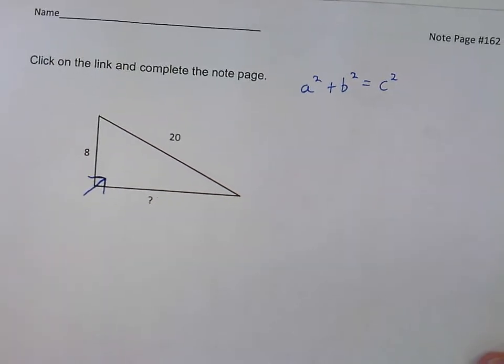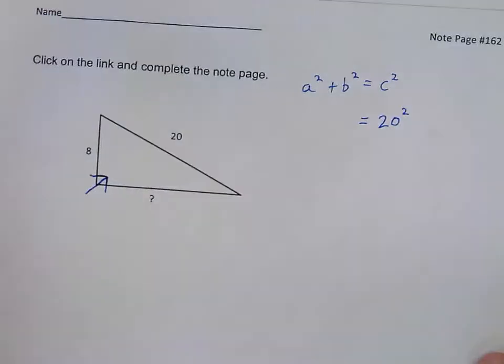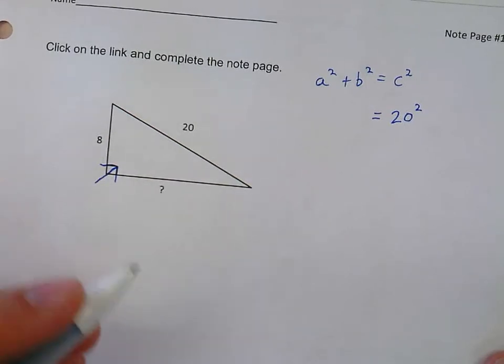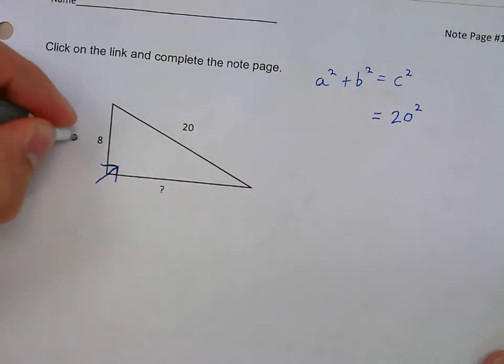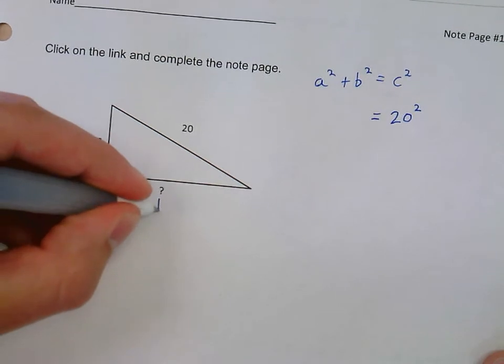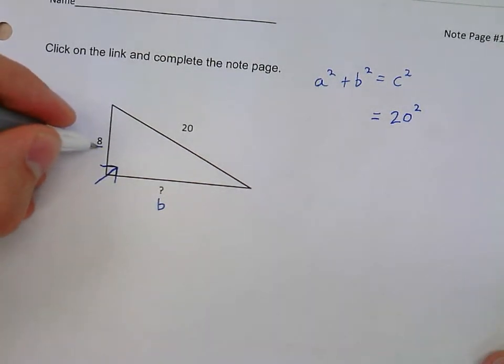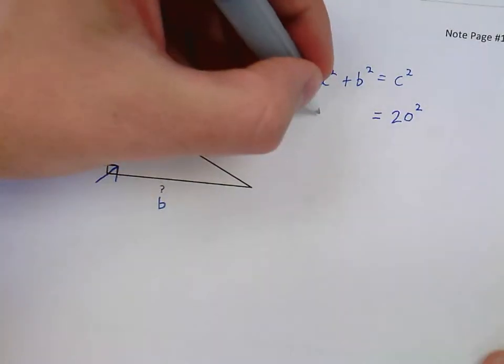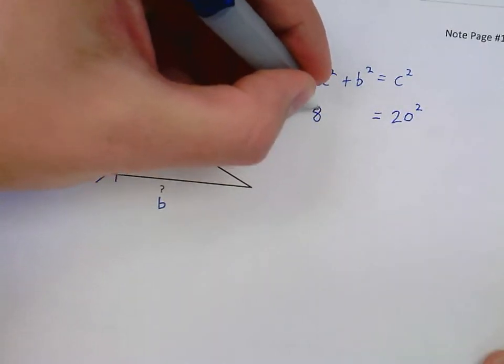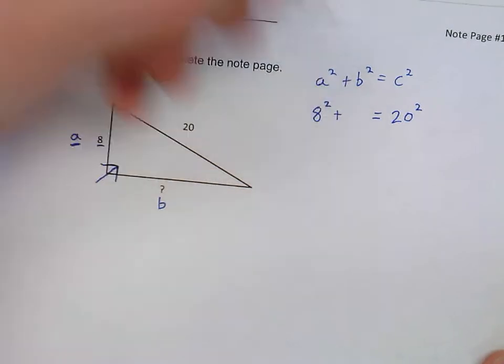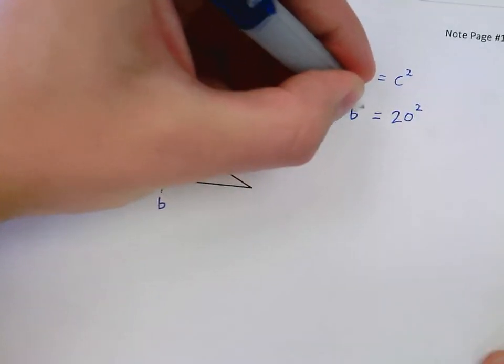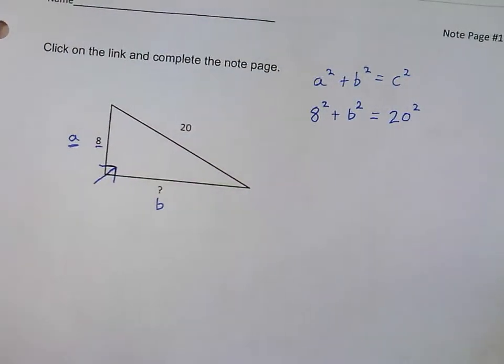So when I rewrite this, I'm going to substitute in 20 for c. So I'm going to write 20 squared is equal to, and here it doesn't really matter which is a and which is b. I'll label 8 as a, and this question mark, this missing side, as b. So I'll plug in 8 squared plus, we still don't know what this one is, b squared. Fine.